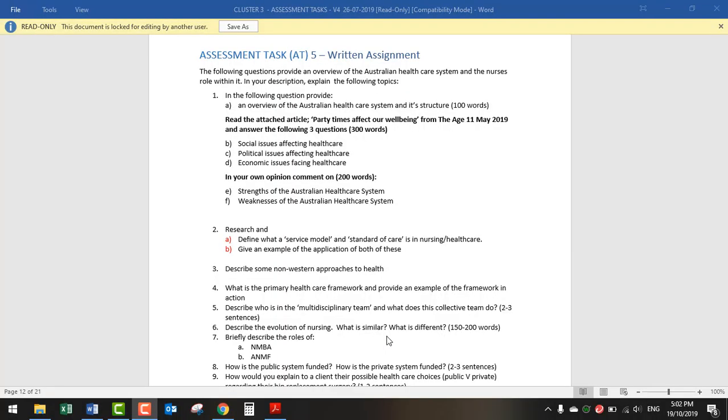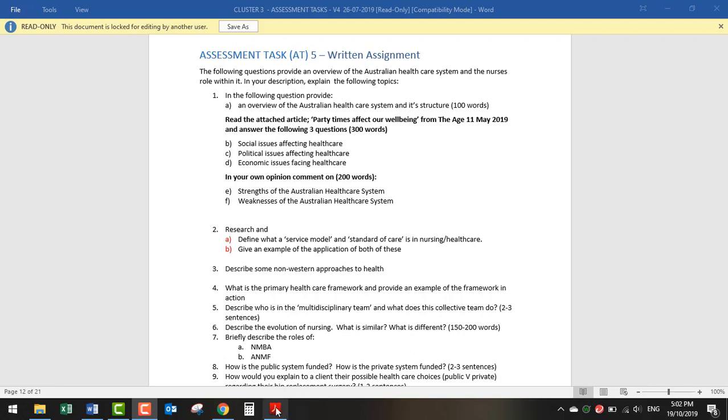So this is cluster 3, assessment task 5, and we're just going to talk through the questions here. This is more to do with the Australian healthcare system and the nurse's role within it. Looking at question 1, we've broken this down into multiple parts. The first part we want you to look at is an overview of the Australian healthcare system and what it's made up of, the components of the Australian healthcare system and its structure, and that's 100 words.